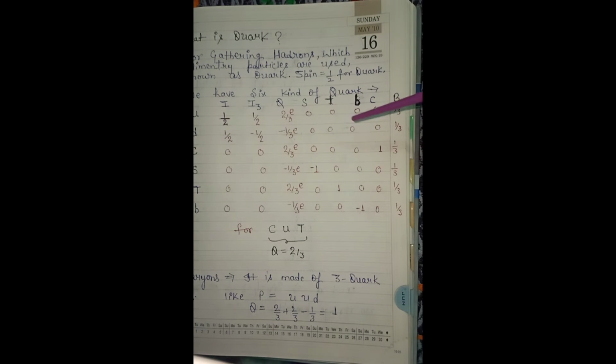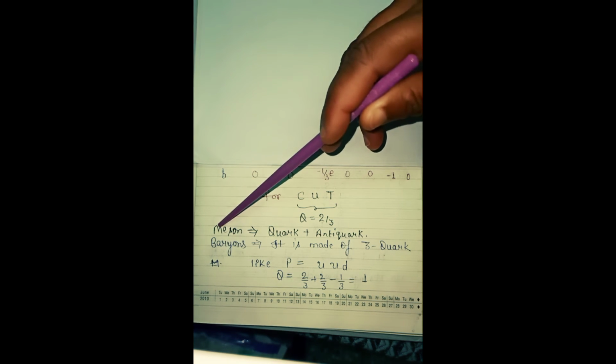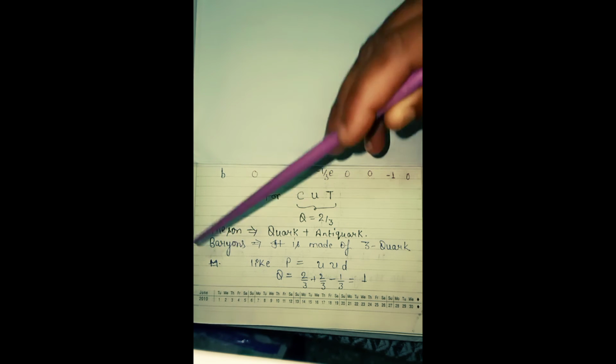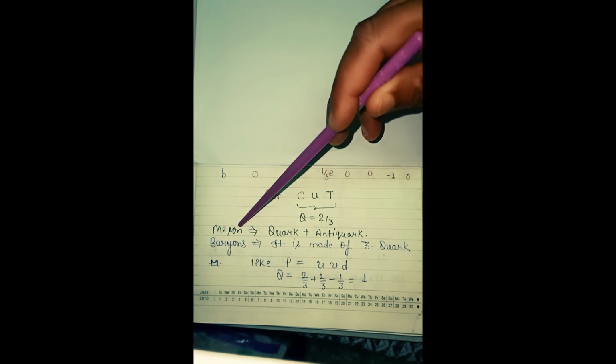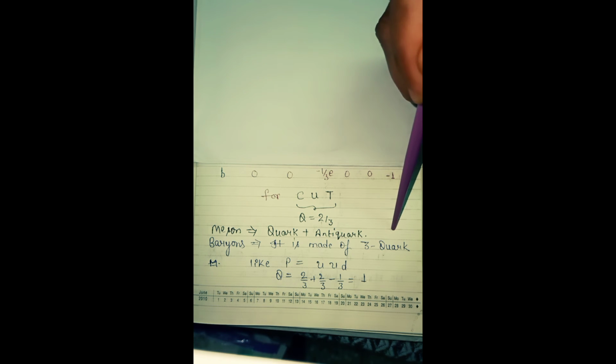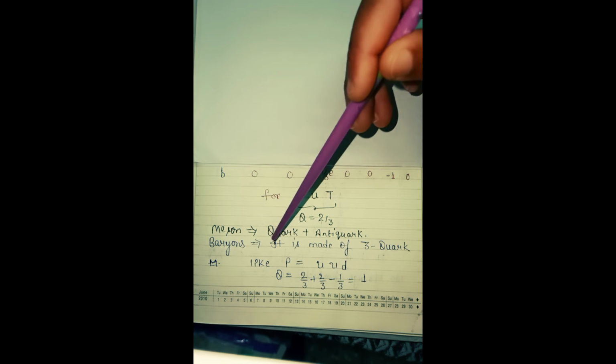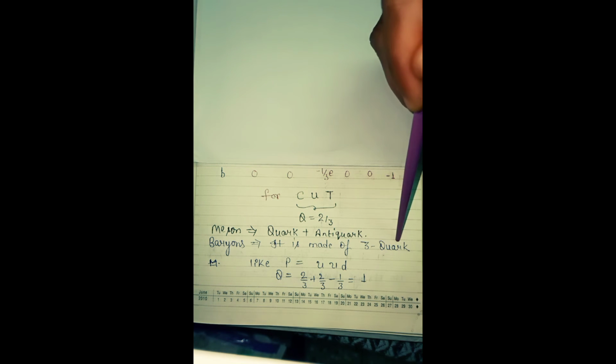The baryonic number will be 1 by 3 for all. It is a very easy classification. We have another kind of classification, because we all know that hadrons are made of mesons and baryons. Mesons are made of a quark and an antiquark, and baryons are made of 3 quarks.